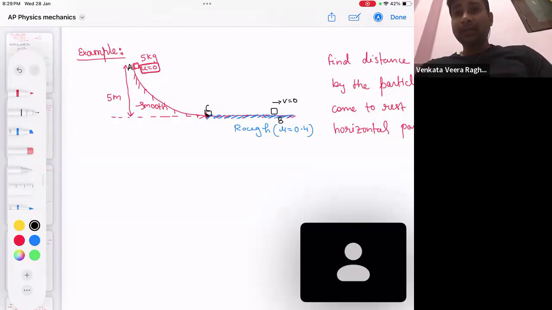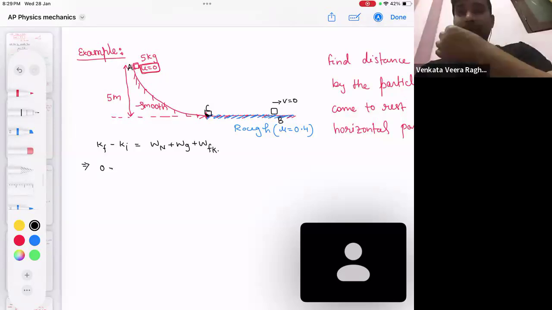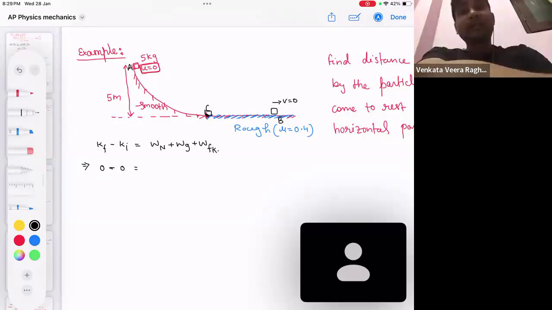So let's write the work energy theorem. I will write the work done by normal, work done by gravity, work done by friction. And friction is going to be kinetic in nature. Now, finally, the particle comes to rest. Final kinetic energy zero. Initial particle is starting from rest, so initial kinetic energy zero. Now, if you look at the diagram, you will see normal work done is zero.